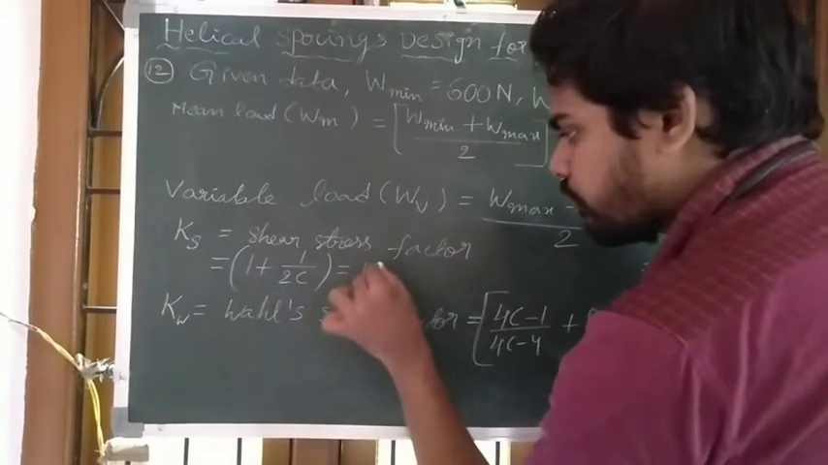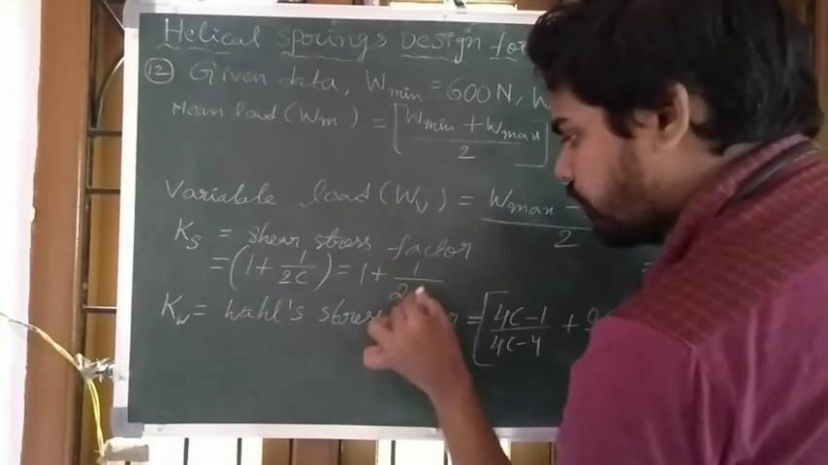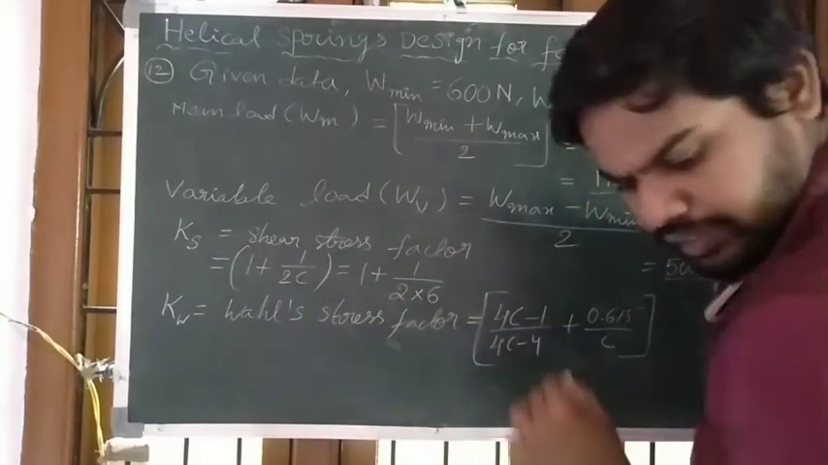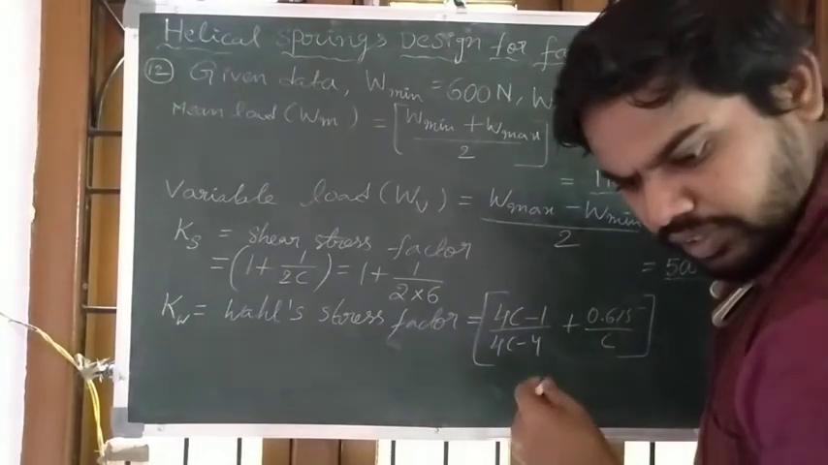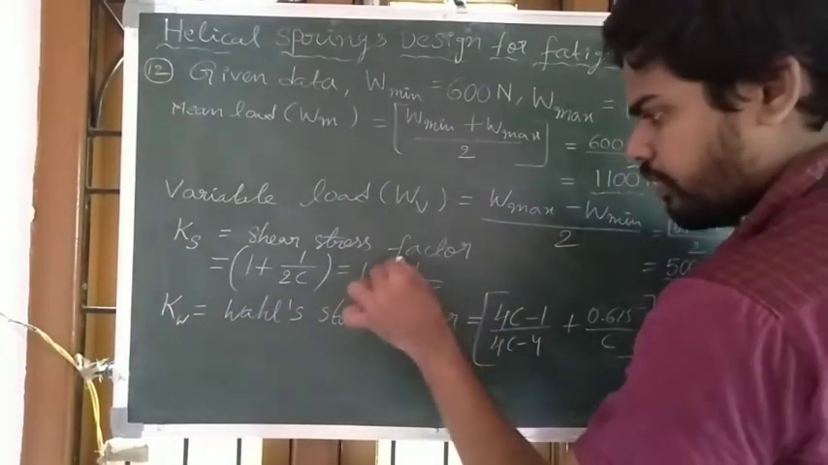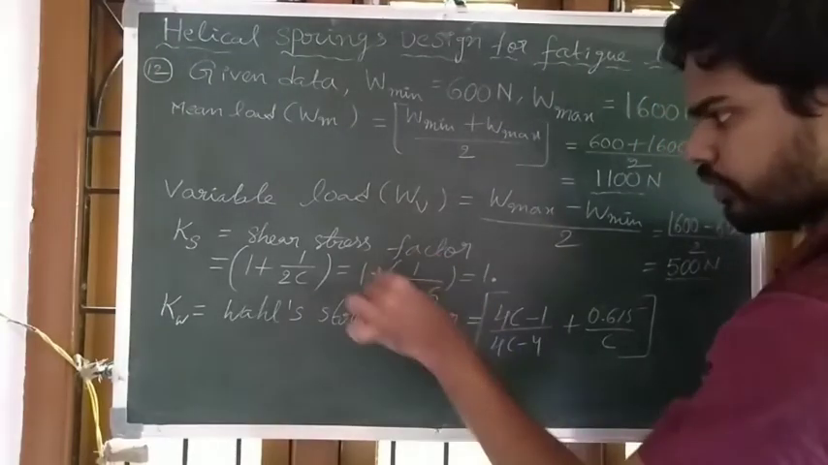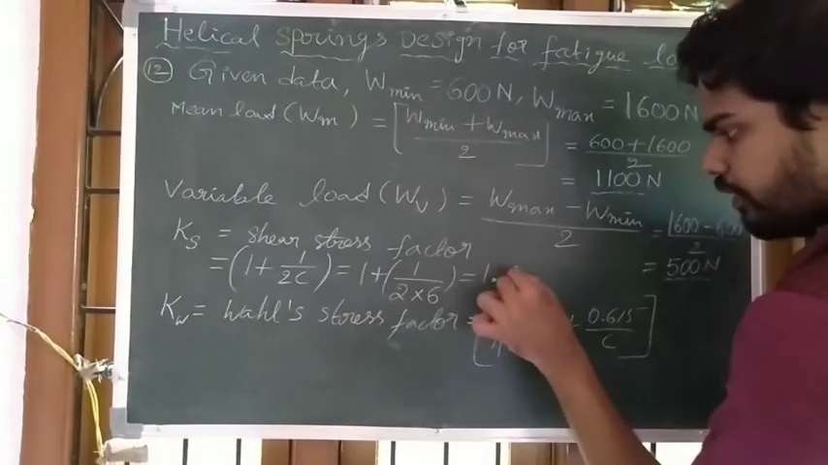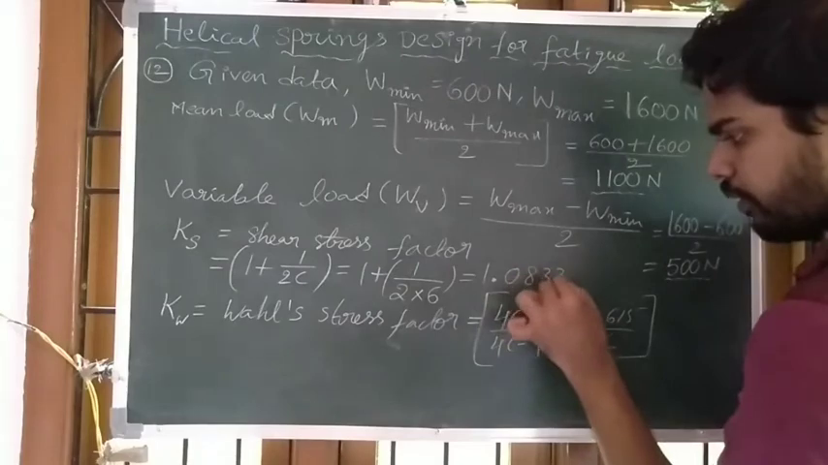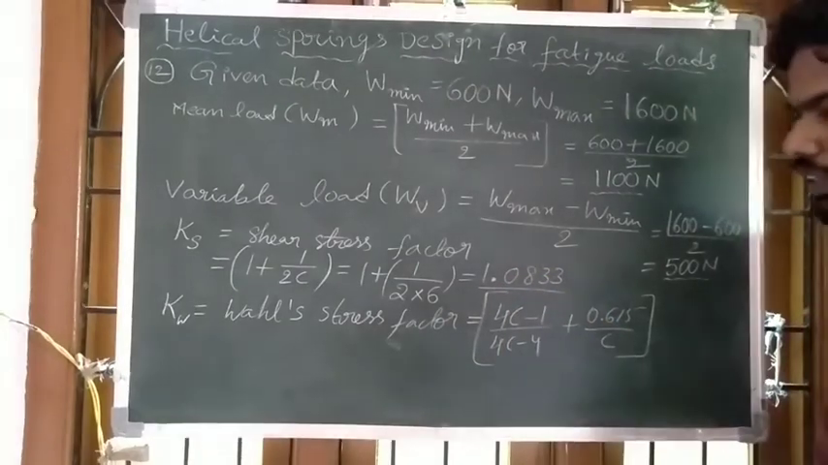So for the shear stress factor, 1 plus 1 by 2 into C. What is the value of C? I think 6. How much value is given? 6, already available in the question. So if you calculate this, then you will get 1.0833.